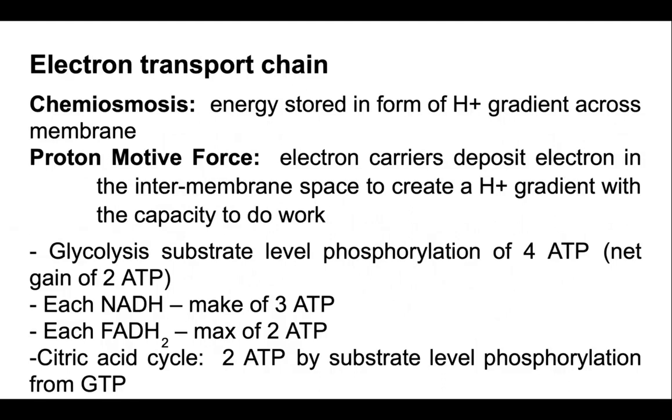This is going to be how we get those NADHs and FADH2s that are holding electrons turned into ATP. So chemiosmosis is the energy stored in the form of a hydrogen gradient across the membrane. In just a minute, we're going to look at how we create this hydrogen gradient. The proton motive force is when the electron carriers deposit the electrons in the inner membrane space, it creates this hydrogen gradient, and it's got the capacity to do work. We're essentially creating a battery here by separating the protons and the electrons. We can get them to do work as a result of them being separated.